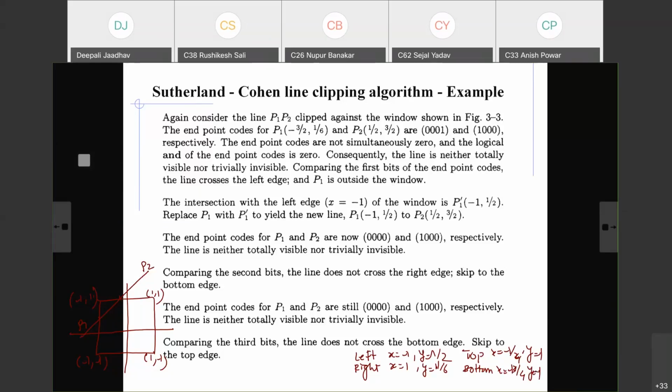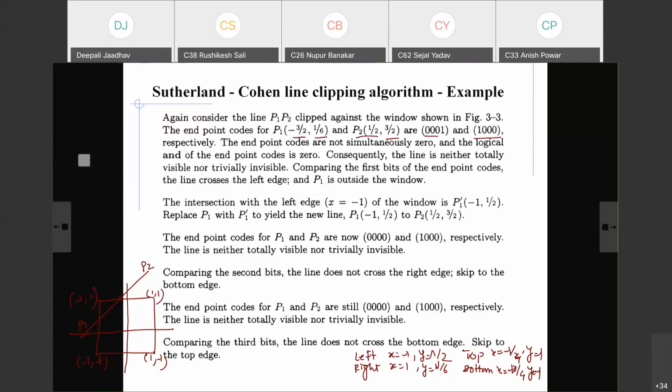Now start with the algorithm. Again consider the same line P1, P2 clipped against the window as in the previous diagram, where I have drawn the diagram again. The endpoint codes are: P1 (-3/2, 1/6) and P2 (1/2, 3/2) are 0, 0, 1 and 1, 0, 0. How is it calculated?